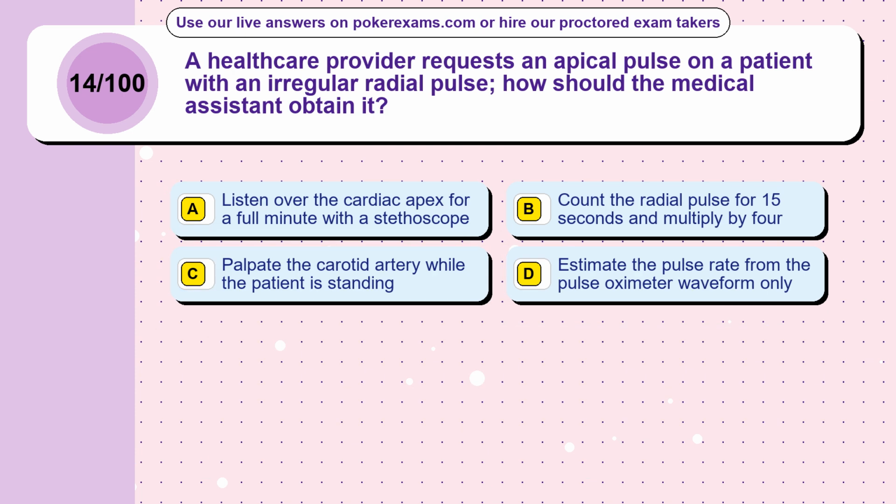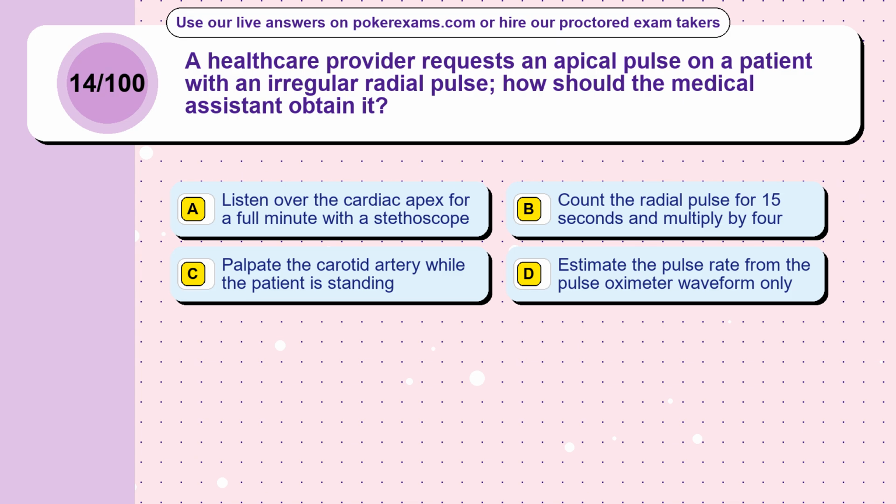A healthcare provider requests an apical pulse on a patient with an irregular radial pulse. How should the medical assistant obtain it? Option A, listen over the cardiac apex for a full minute with a stethoscope. Option B, count the radial pulse for 15 seconds and multiply by 4.